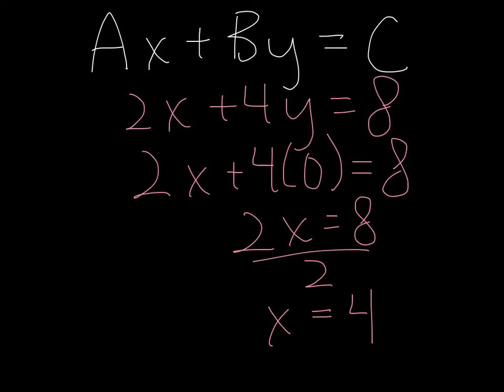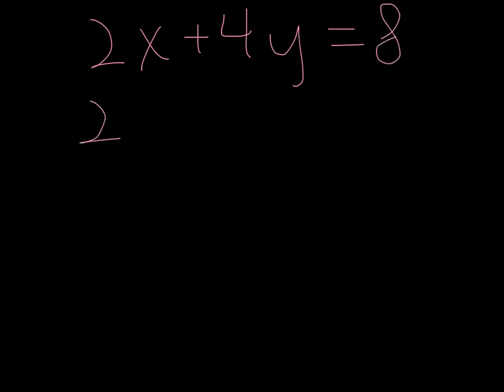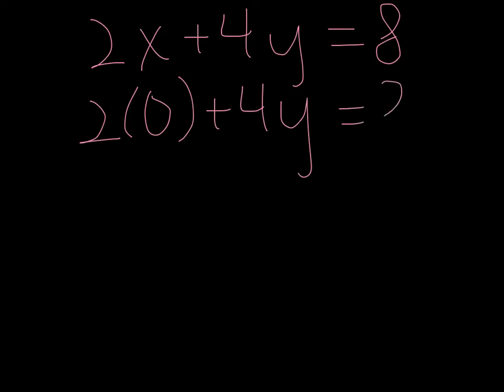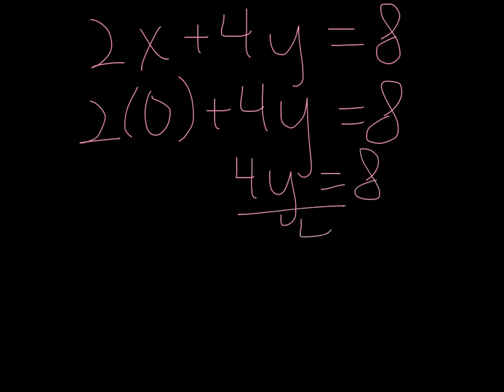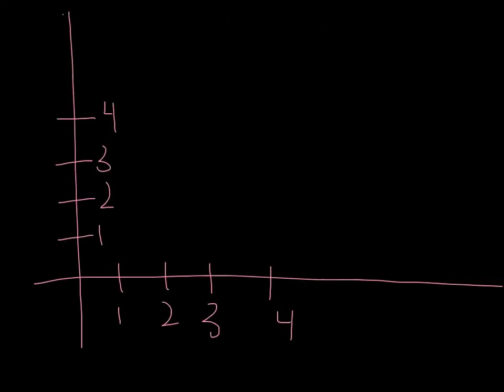And you would do the same thing to find the y-intercept. 2x plus 4y equals 8. Replace x with 0. Anything times 0 is 0. 4y equals 8. Divided by 4, y equals 2. Your y-intercept is 2. So now to graph it.